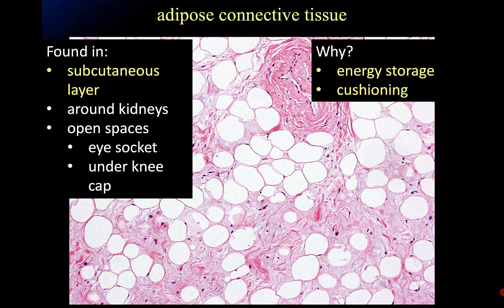We also have some of this adipose stuck around our kidneys protecting them, and almost any open space you can find in the body. The back of your eye socket, under your kneecap. We have globs of fat in those locations as well because it can also serve a cushioning function as well as that fairly long-term energy storage function.